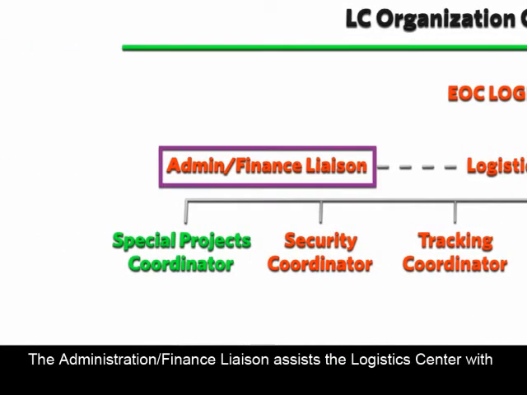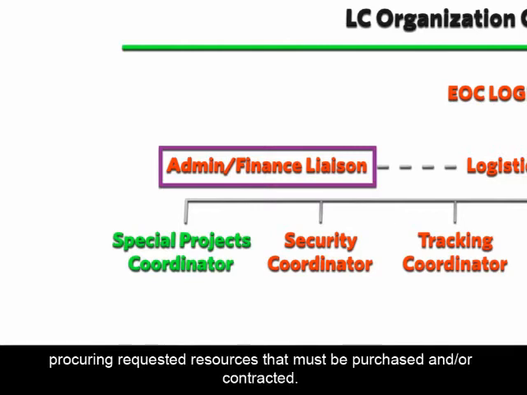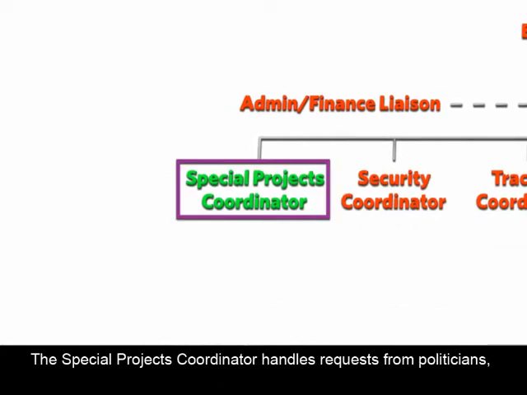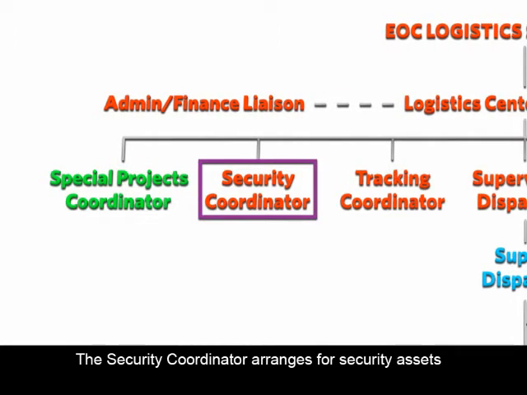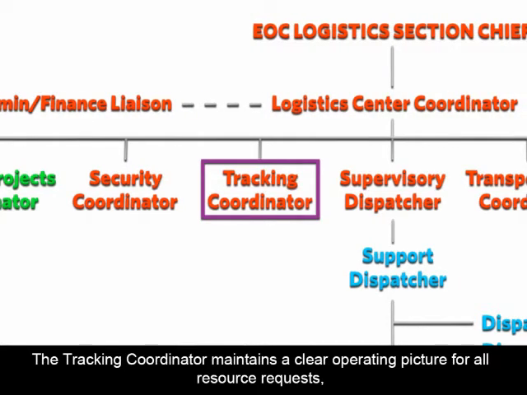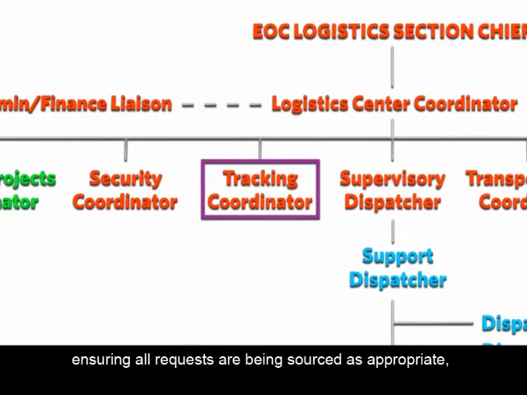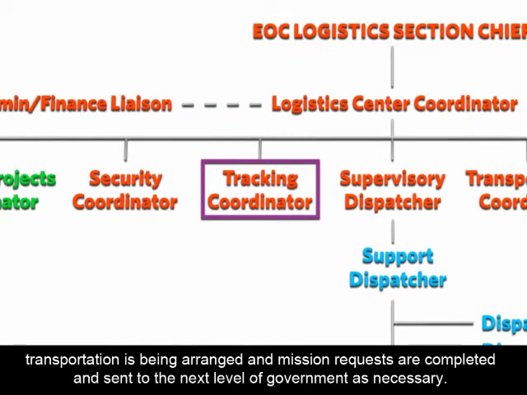The Administration Finance Liaison assists the logistics center with procuring requested resources that must be purchased and/or contracted. The Special Projects Coordinator handles requests from politicians, special interest, and community groups. The Security Coordinator arranges for security assets, secured through public safety, when and where needed. The Tracking Coordinator maintains a clear operating picture for all resource requests, ensuring all requests are being sourced as appropriate, transportation is being arranged, and mission requests are completed and sent to the next level of government as necessary.